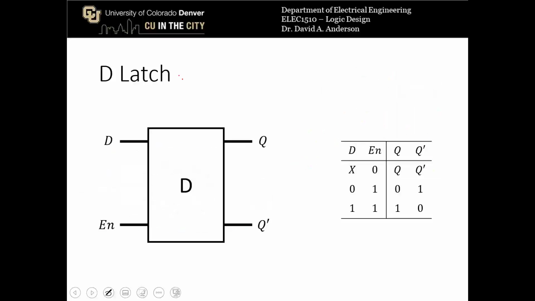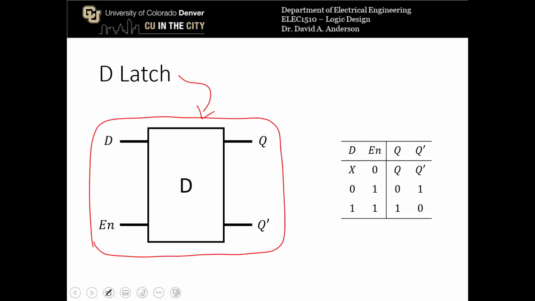The D latch is more simply drawn as just a block here, with D and enable as the inputs, Q and Q prime as the outputs, and the truth table given here with just D and enable. When enable is a 0, it doesn't matter what D is. Q hangs on to its previous state.